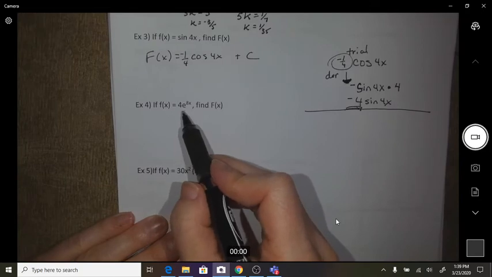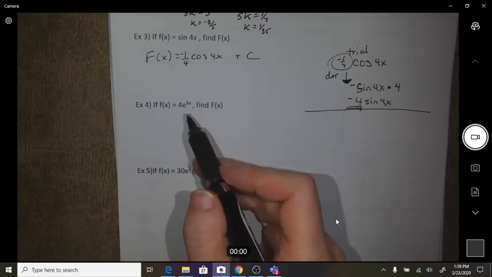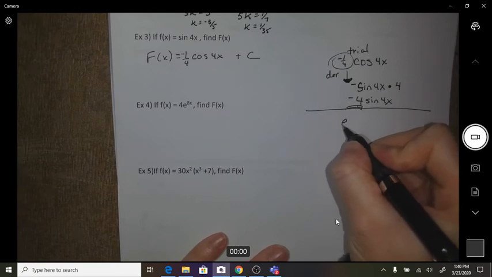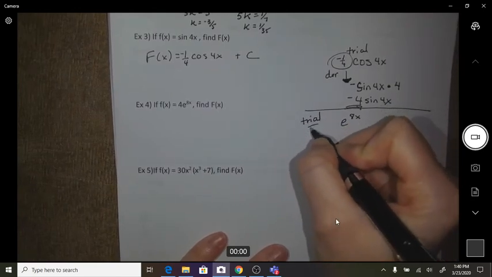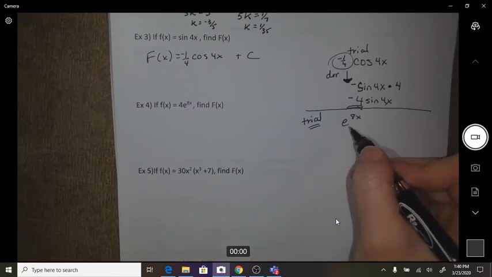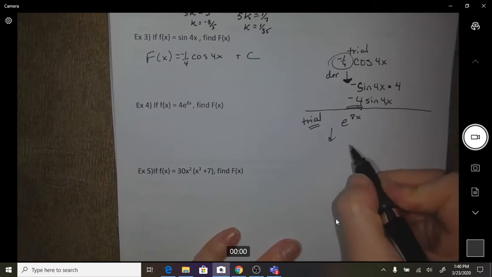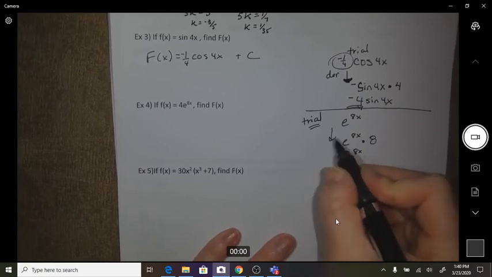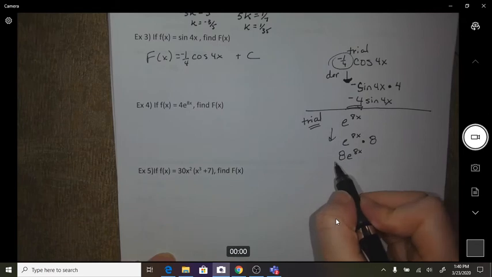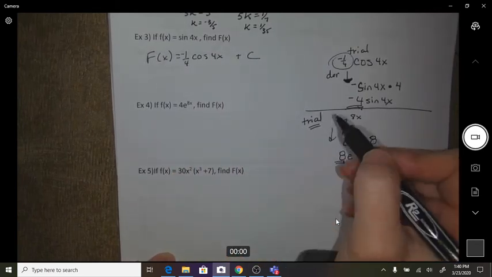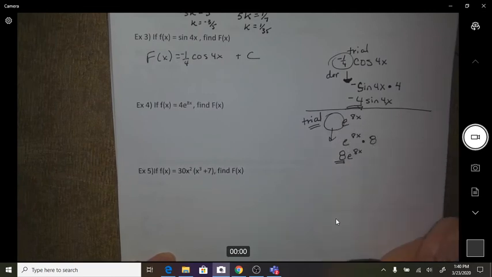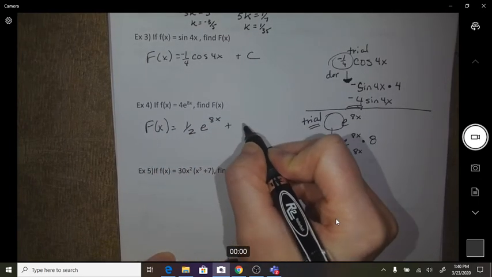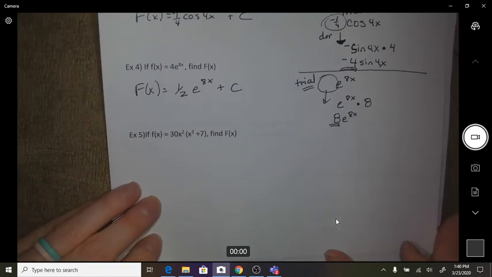Okay, so here is an e, so I have to think about the rules. When you do the derivative of an e, you just repeat it, and then times the derivative of the u piece. So let's do a trial here. What did we potentially start with? Let's just say we started with an e to the 8x. If I derive that, I get e to the 8x times 8. Okay, now let's look at this. I'm really close, but I ended up with an 8, but I only wanted a 4. So therefore, I will need to put a 1/2 in the front.